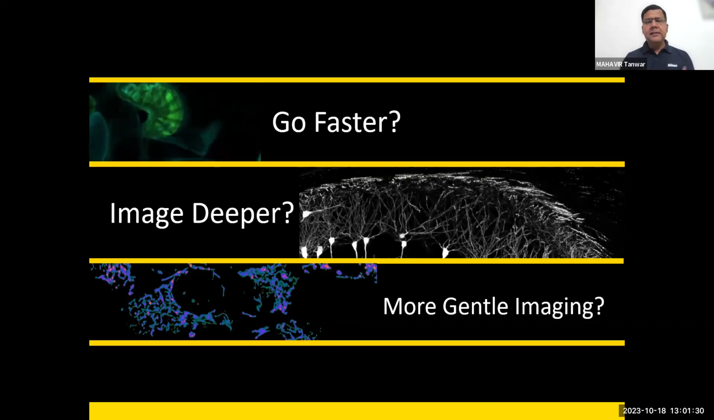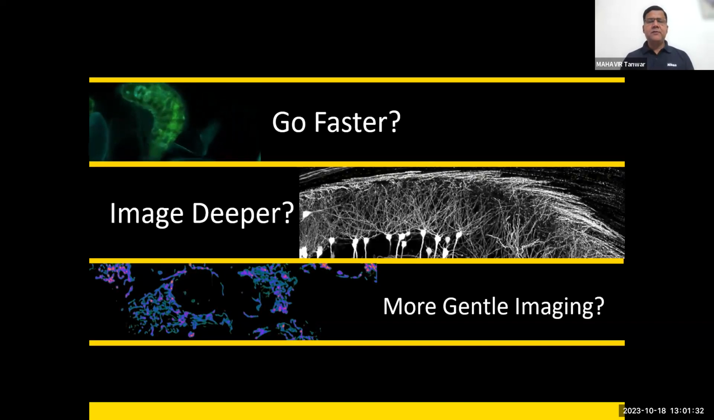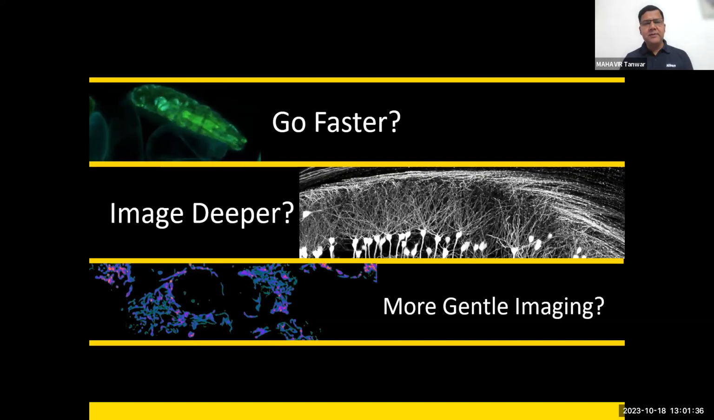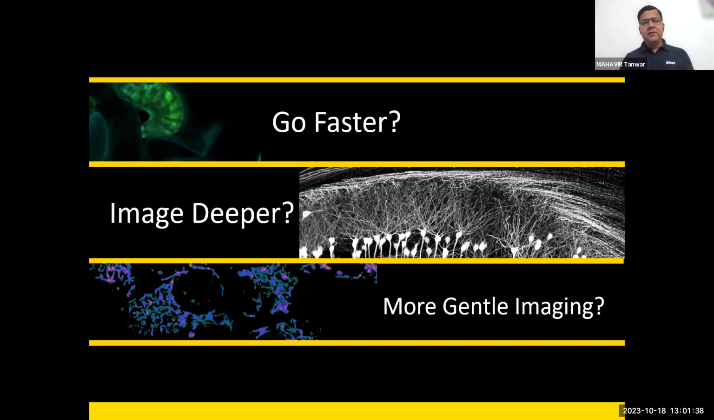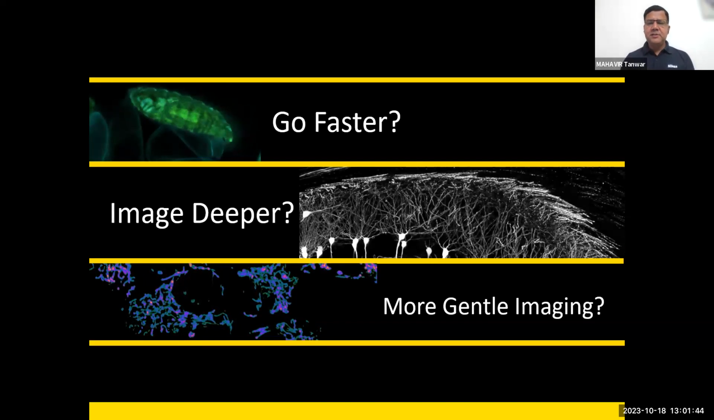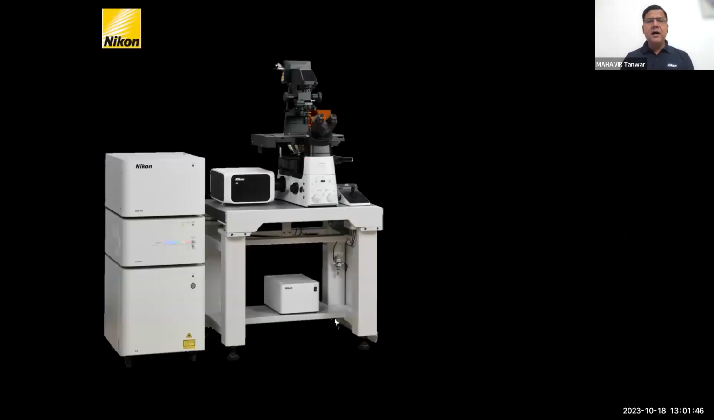So basically, these are the various capabilities: the system must go fast, I need to perform dynamic experiments. The system must do deeper imaging, like a brain sample. It must do gentle imaging for long term. So these are the different capabilities the systems can do. So let's see how it does.